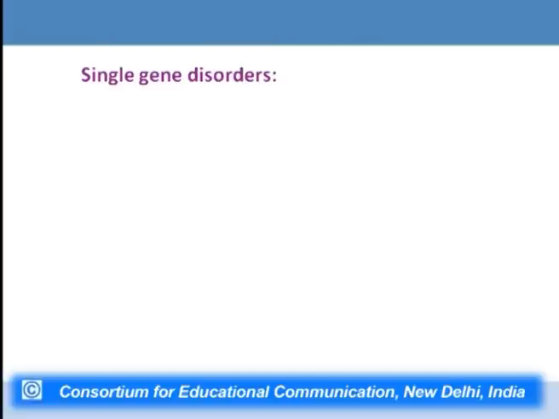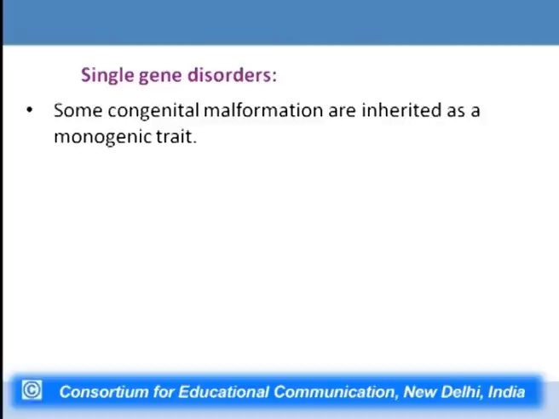Now, talking about single gene disorders. Single gene disorders are inherited as a monogenic trait. That means one particular gene is deciding a specific pathway, and that pathway leads to the development of a specific organ. If there is a mutation in that particular gene, then the pathway which it specifies will not be carried out properly. If that pathway is not carried out properly, then the organ which is going to form by that pathway will also not be formed properly. So, this is a very simple cause and effect process.